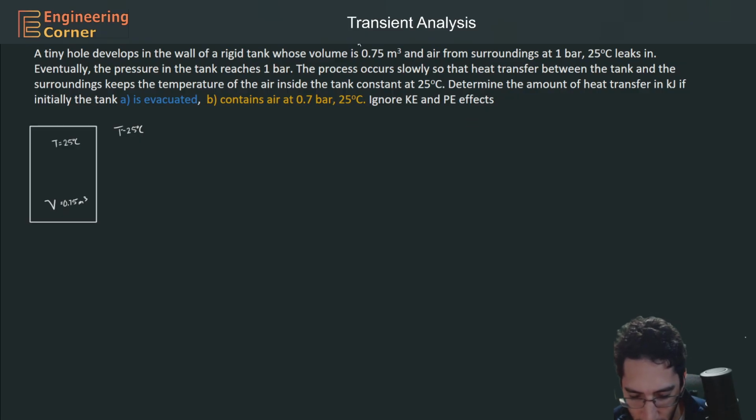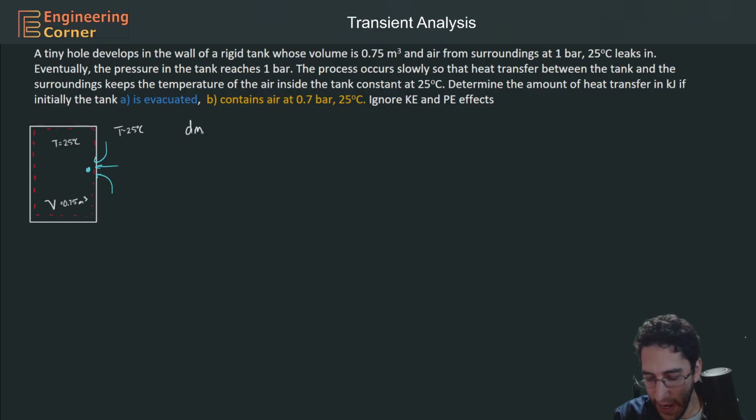this works out. First, let's define our control volume. So our control volume is going to be this tank, and what's happening in this tank is that we have a hole that develops. So we have a hole, and all of a sudden we have air that is gushing in. So let's start with our mass balance equation.